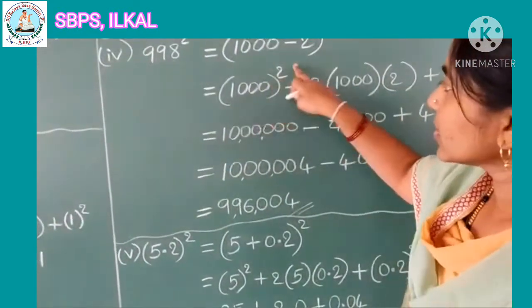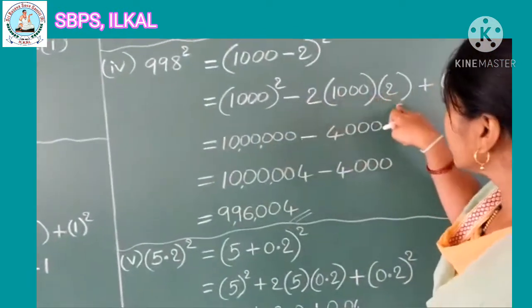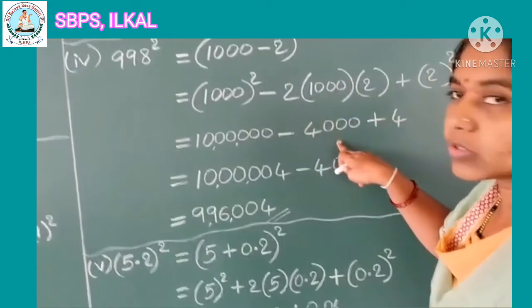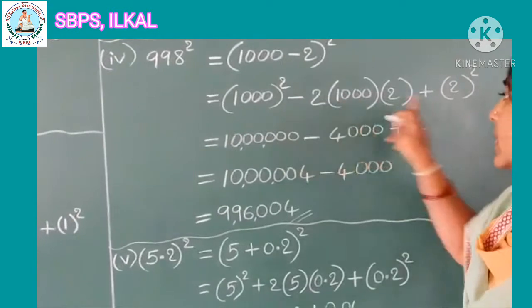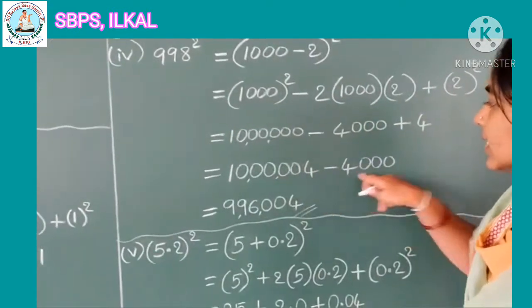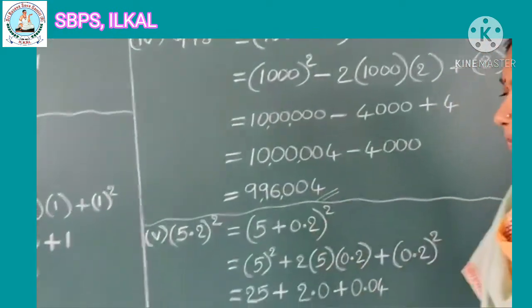Here 1000 square, children, 10 lakh we will get, minus 2 into 2, 4, 4 into 1000, 4000. Okay. Plus 2 square is 4. 10 lakh plus 4, 10 lakh 4, minus 4000. Okay. We will get 9 lakh 96,004.